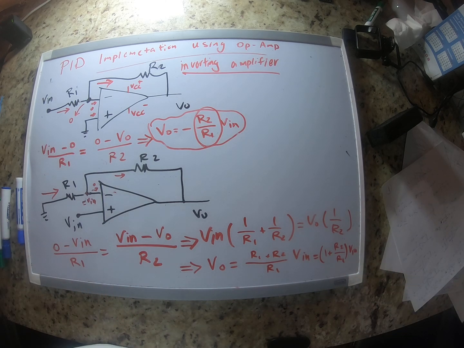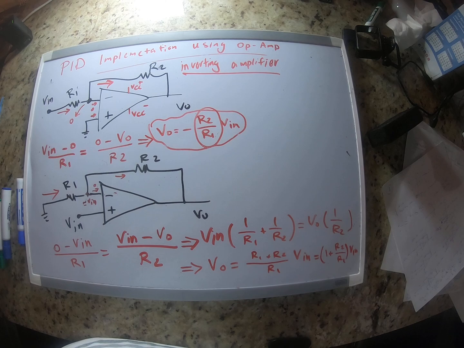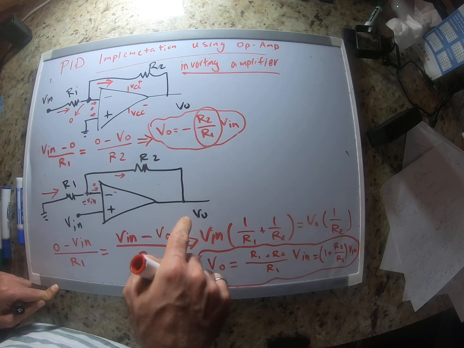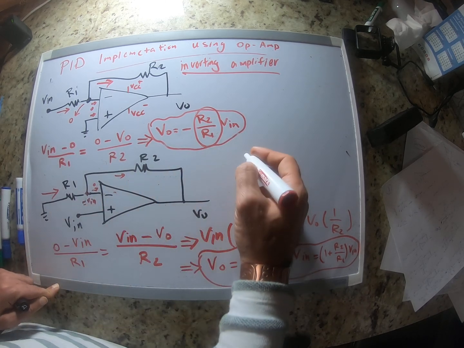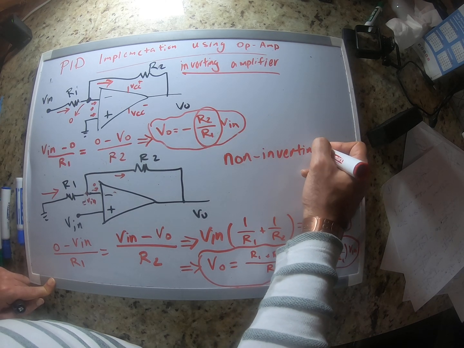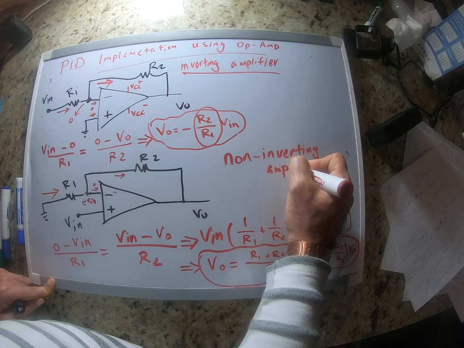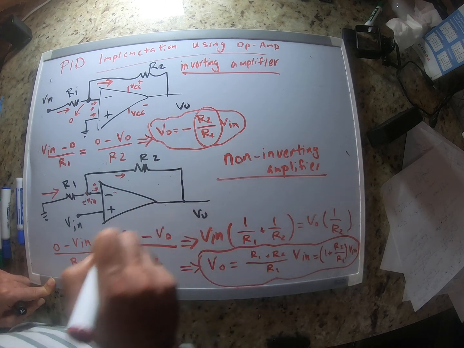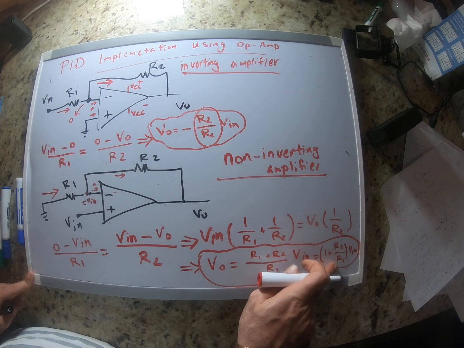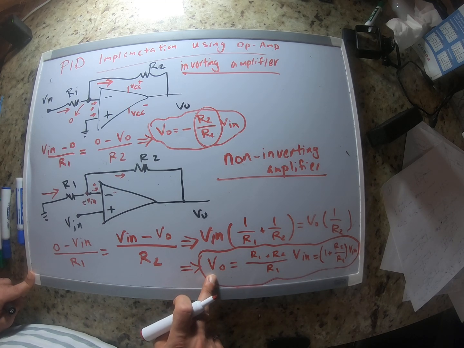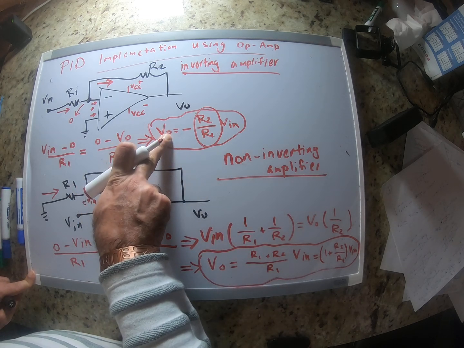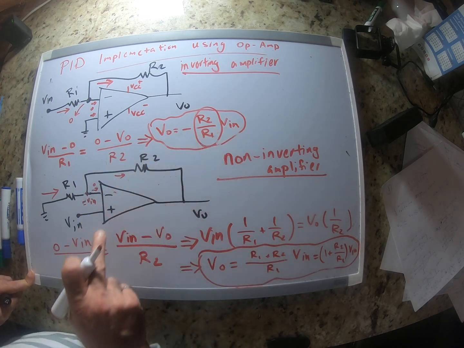Can you guys see the whole thing here? Yes. Okay, so this is the relationship that we have between VO and V in for the non-inverting amplifier. Right? So this is a positive coefficient because R1 and R2 are positive. So VO is going to be a positive multiple of Vin. In inverting amplifier, it was a negative multiple of Vin.